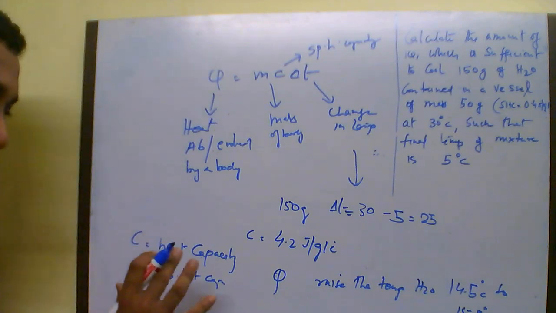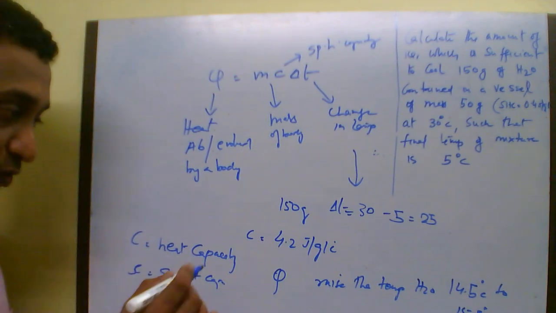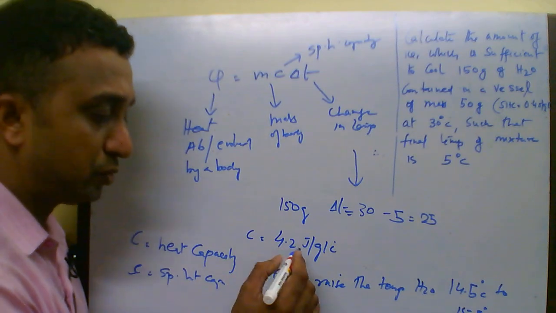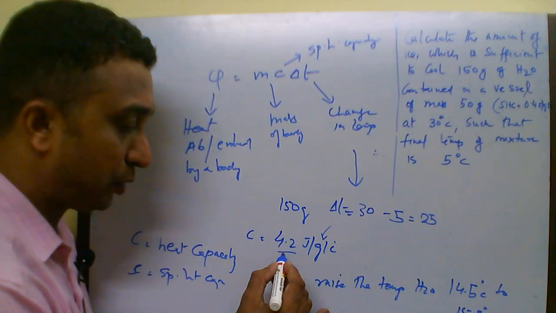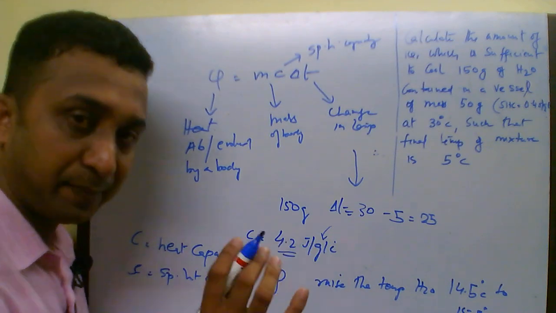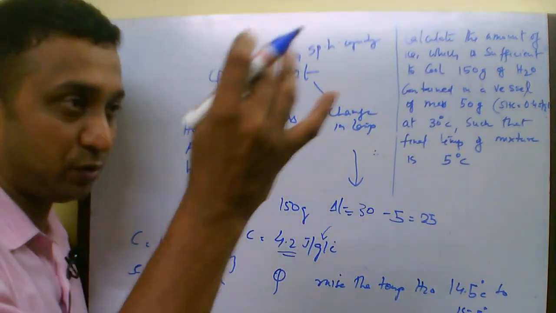So that is about specific heat capacity and heat capacity. So for water, it is 4.2 joules. So 1 gram of water requires 4.2 joules of heat to raise its temperature by 1 degree Celsius, means 14 to 15.